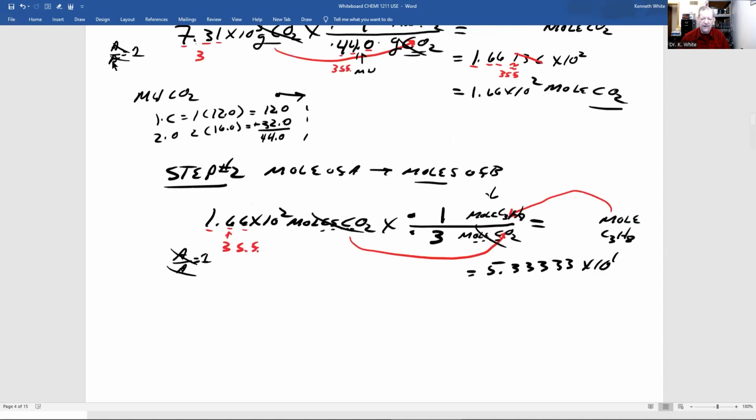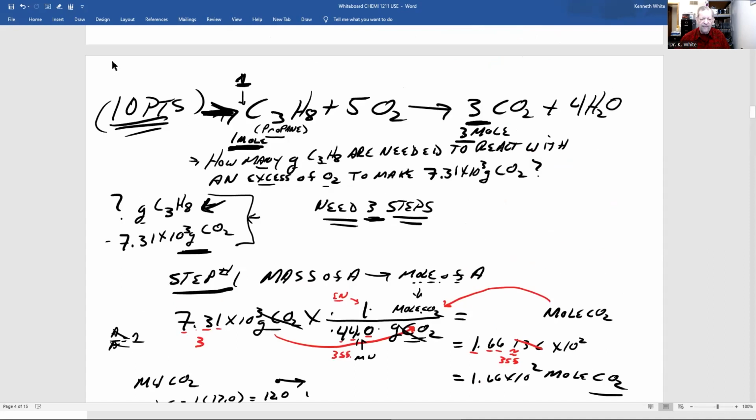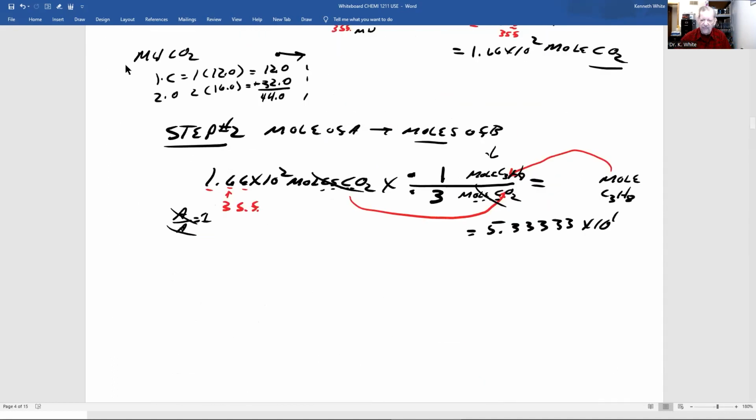Coefficients, the 1 and 3, which we got from here, are exact numbers. Coefficients, the 1, the 5, the 3, the 4, in any balanced chemical equation are exact numbers. Therefore, this is an exact number, and so is the 3. And that means they play no role in how many significant figures your final answer has. So the only number we have to go by is 3, and therefore this should have 3 significant figures.